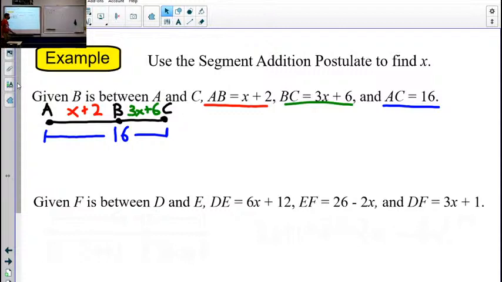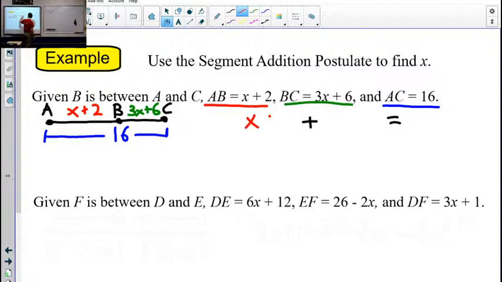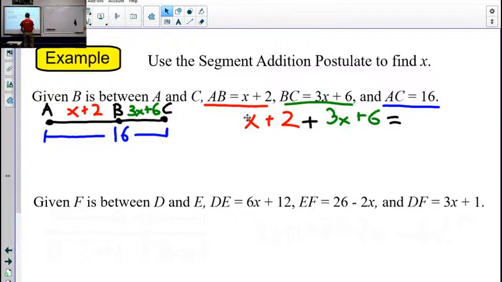And now we can set up our equation, which should involve adding some pieces to get the whole thing. I'll give you a 30-second head start and see if you can come up with the equation. The pieces are A to B, the x plus 2, and B to C, the 3x plus 6. And then A to C is the entire thing, so that's 16.